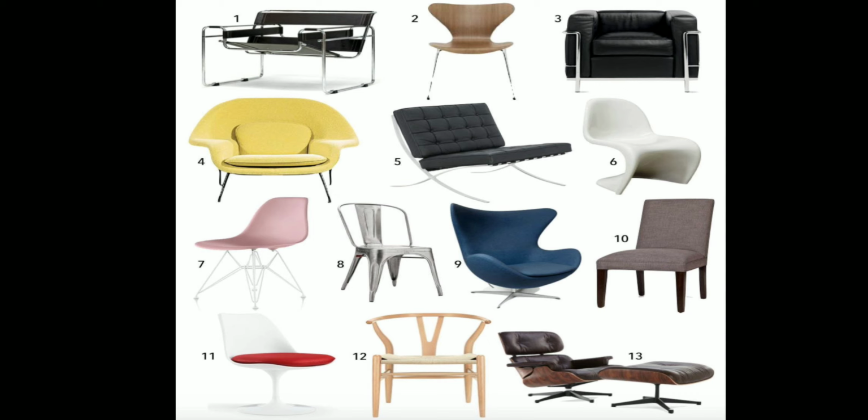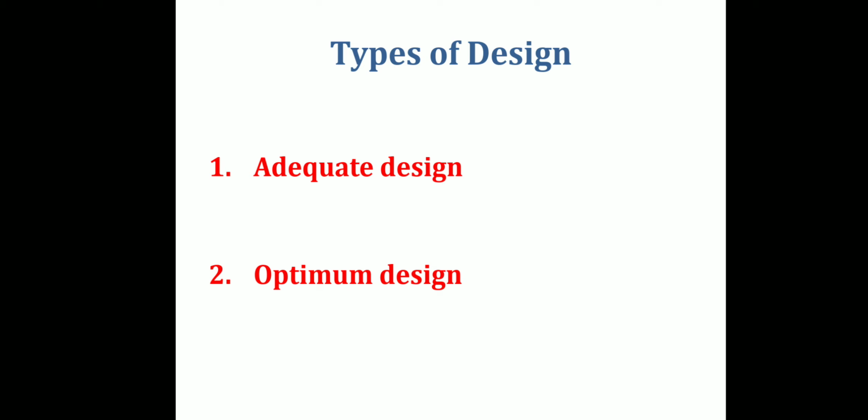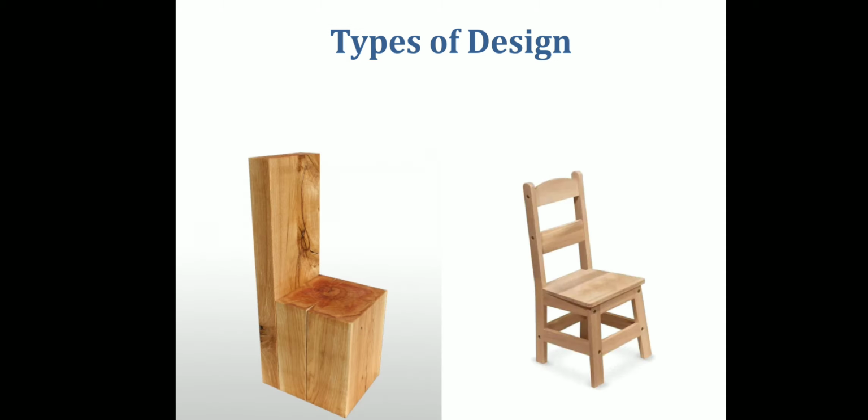These design solutions are categorized in two types. The first one is adequate design and the second one is optimum design. Now to understand it, let us consider an example of two chairs. Both chairs are made of wood. Both fulfill the functional requirement, that is, they can be used for sitting.